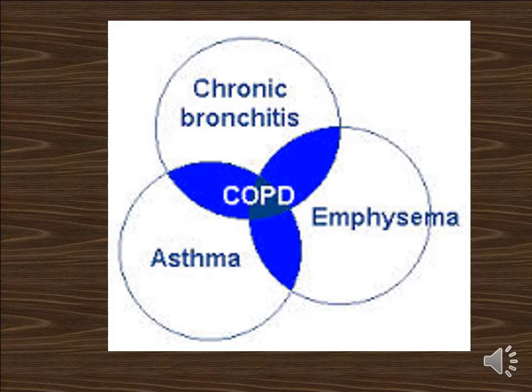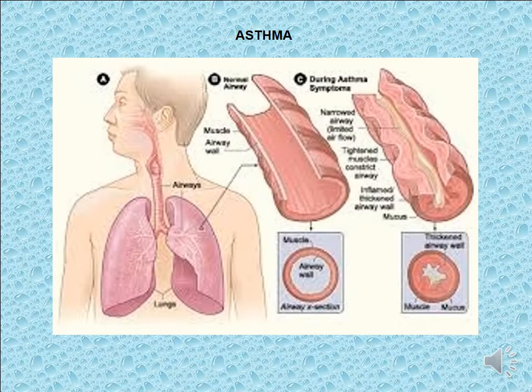This figure we can see in the previous. Until about 1990 or more, chronic obstructive pulmonary disease included chronic bronchitis, emphysema, and asthma. But now in the new textbook, asthma is a disease that is not related to chronic obstructive pulmonary disease.